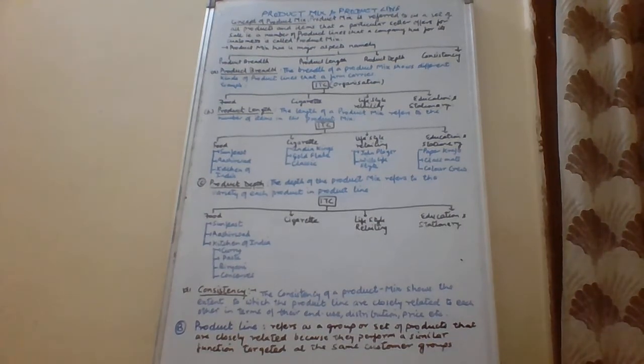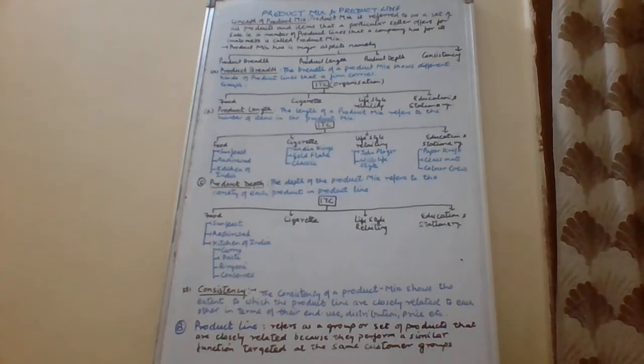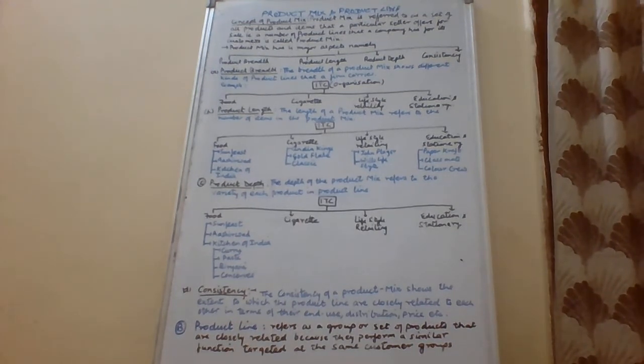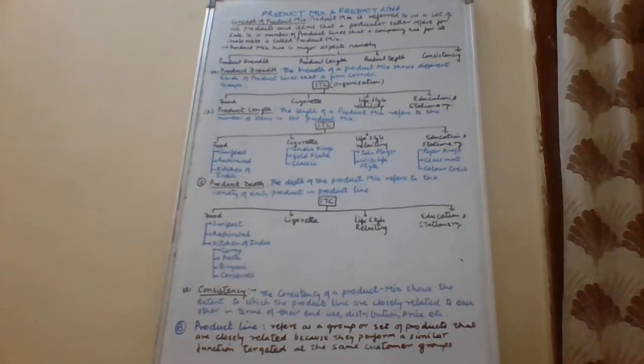Aashirvaad, if I talk about, they are into atta, that is flour, ghee, gulab jamun, chili powder, and henceforth so many things. So the depth is how many various categories the company is into under one brand name. So this decides the depth of the product. That means in one product category, how many various options, various other products are being manufactured and sold in the market.